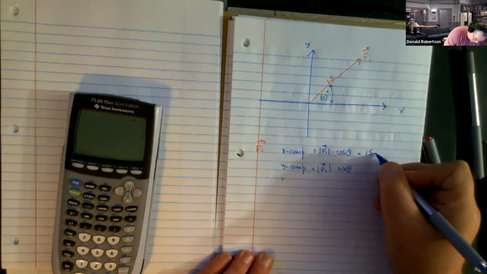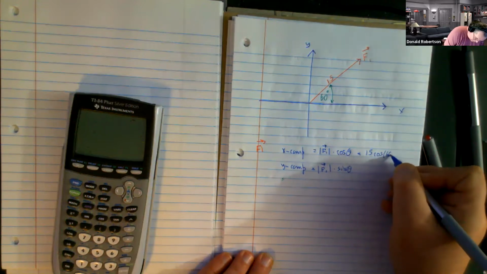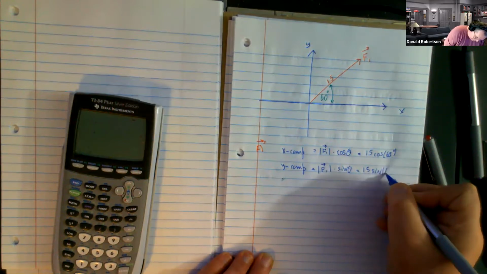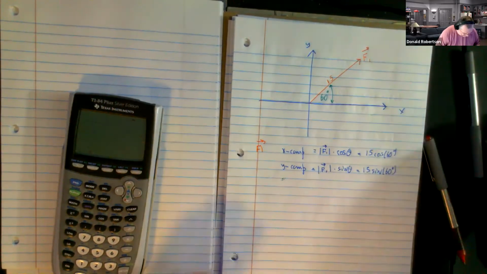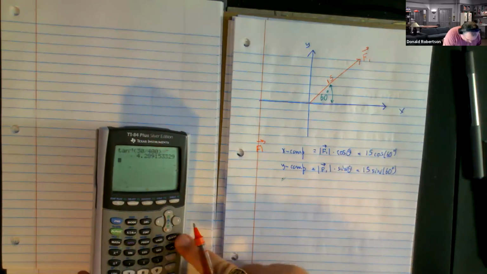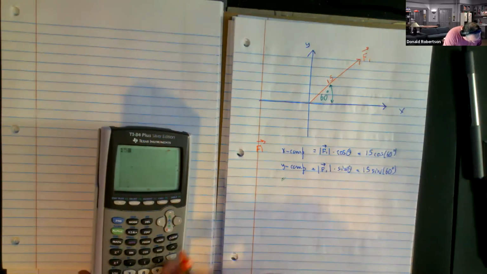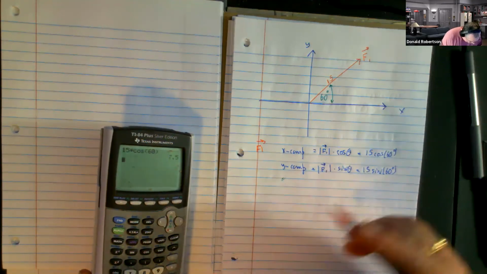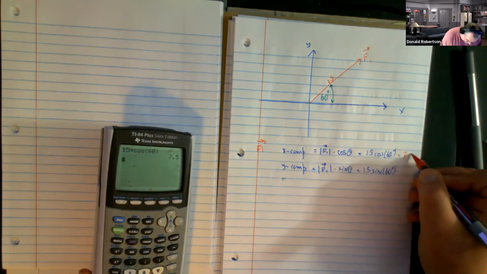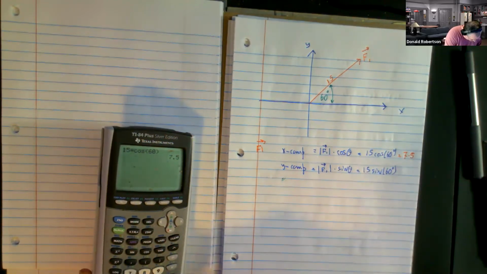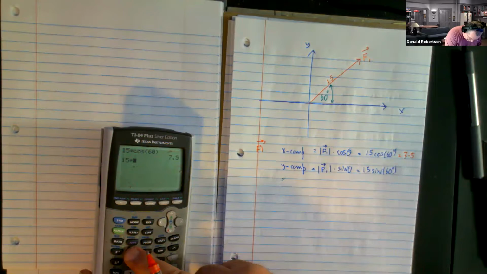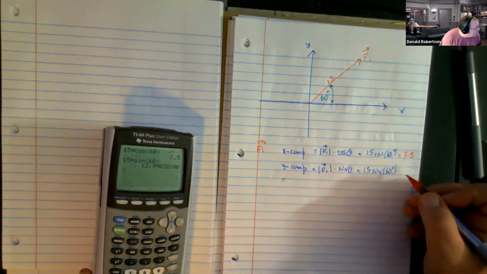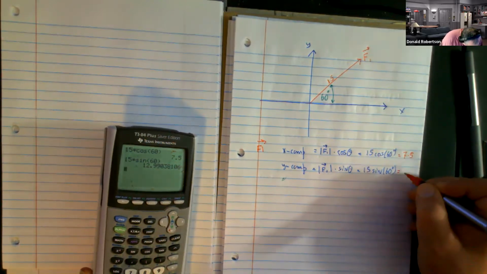So this is going to be 15 times the cosine of 60 degrees, and this one is going to be 15 times the sine of 60 degrees. I'll go to the calculator and do 15 times the cosine of 60 degrees, and the answer I get is 7.5. Then 15 times the sine of 60 degrees, and what do they want? Two decimal places. So you get 12.99.